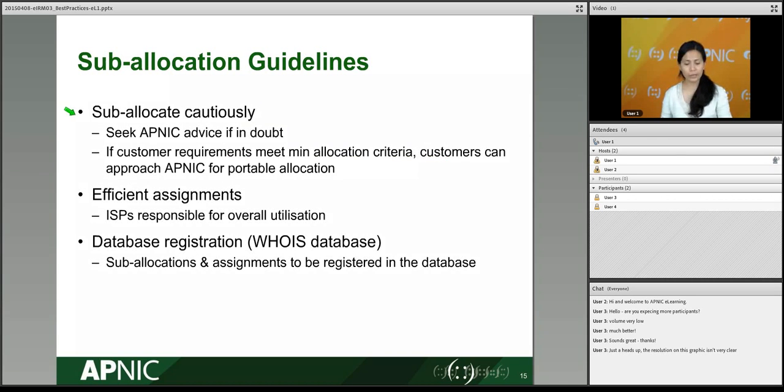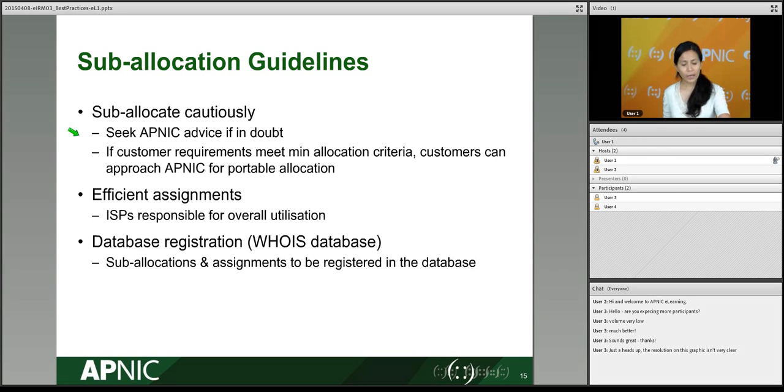Now, some sub-allocation guidelines here. I really like to emphasize this because, as I've said earlier, the IRM objectives are not just implemented when you're requesting resources from APNIC. They are also implemented when you're doing sub-allocations going to your downstreams. And in this case, it will be up to you to make those decisions, okay? So for sub-allocations, make sure that you sub-allocate cautiously. If you're in doubt, if you're new to this, come to APNIC. We have APNIC Hostmasters. We have the APNIC Help Desk that can help you with that. If the customers are requesting very big blocks that can meet the portable allocation, it is also best to refer them to request portable addresses directly from APNIC instead.